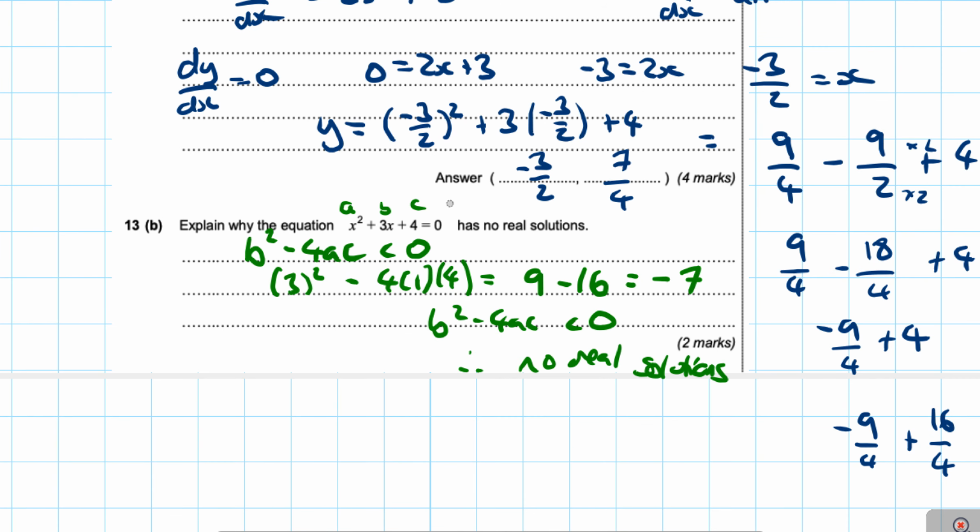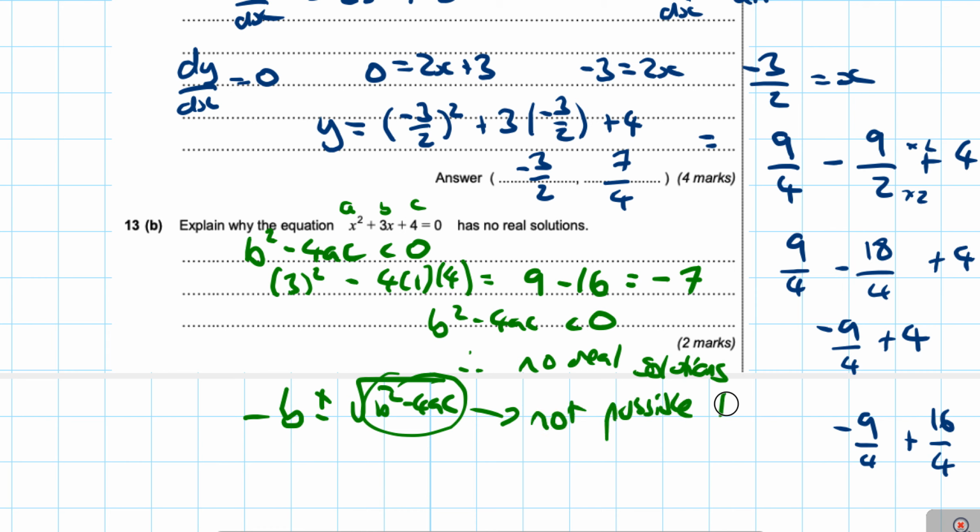Actually, to go back to this one, I don't think that this is enough for the 2 marks. I think you have to explain why we use b squared minus 4ac. So here, if we go back to the quadratic formula, it's minus b plus or minus the square root of b squared minus 4ac. So you should add that it is not possible to get a negative surd, or negative real surd.